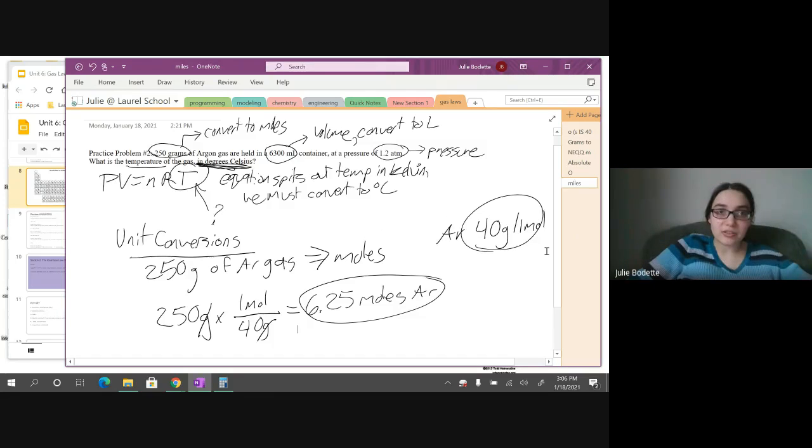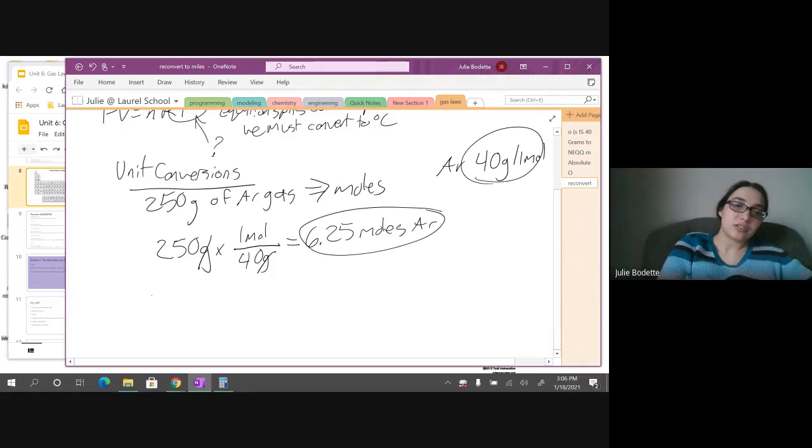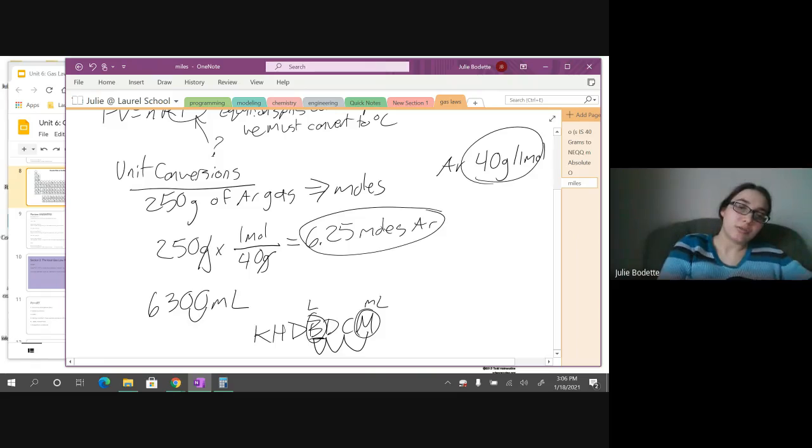Okay, so that's our first unit converted. Let's see, what else did we need to convert? So grams of argon gas, check, converted to moles. Milliliters, we need to convert to liters. So let's do that. 6,300 milliliters. A couple ways you can convert this to liters. King Henry died by drinking chocolate milk. Here is milliliters, and then liters is our base unit. So we could go 1, 2, 3, 1, 2, 3. So you would get 6.3 liters.